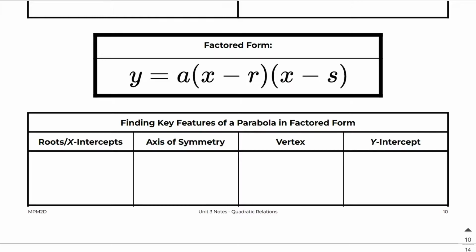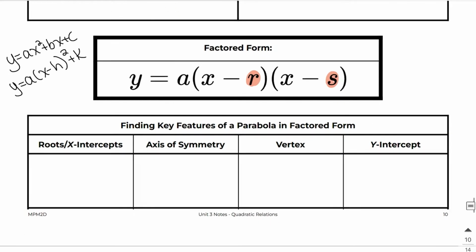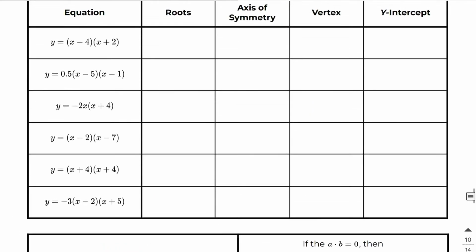So we've learned that you could see it in the format y equals ax squared plus bx plus c. This is standard form. Or we've also learned vertex form, y equals a(x minus h) squared plus k. Now we've got one new form, which is called factored form. And factored form is really useful to us when we're trying to find roots or x-intercepts, because our roots or our x-intercepts are literally just going to be these values right here. And we discovered that when we did this chart right here.